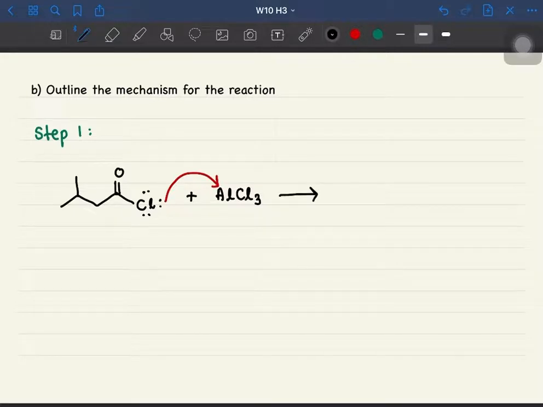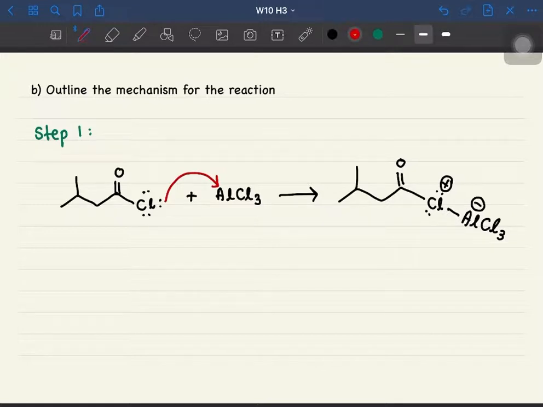Now the lone pair on the Cl will attack the Al to form a complex ion. So our complex ion is going to involve the combination of positive and negative charge at once. So we have Cl with 2 lone pairs left, and then we have AlCl3. This will be the positive charge while Al is going to be the negative charge. Do we need to break the bond already to form separate positive and negative acylium ions?